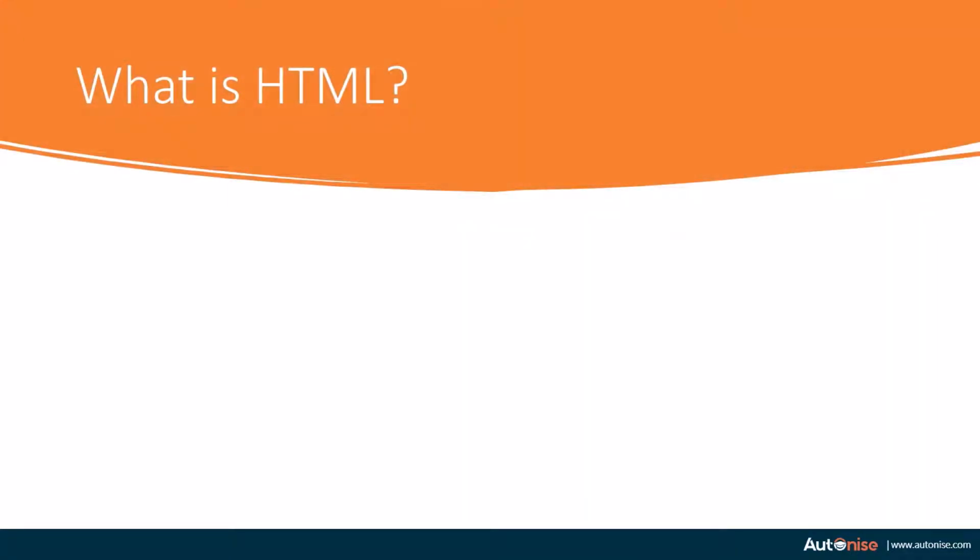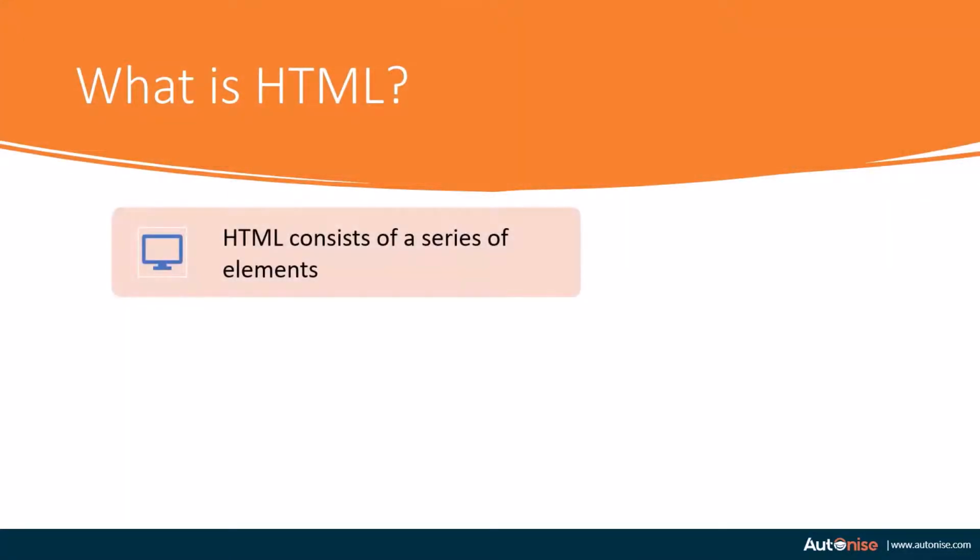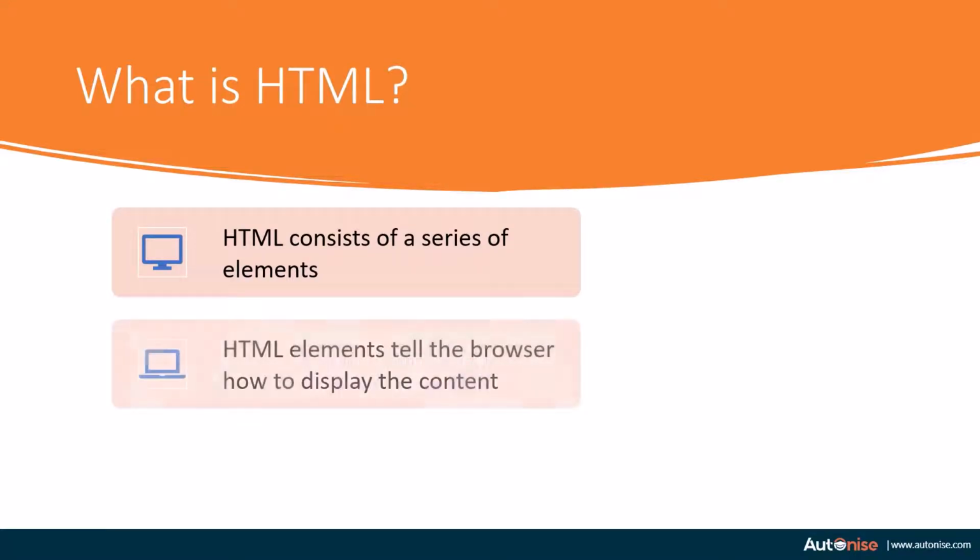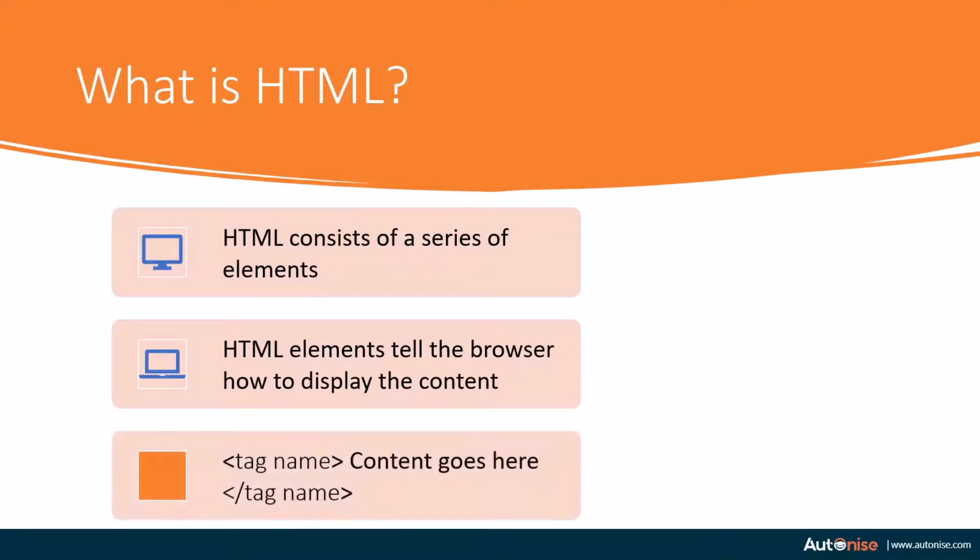So what is HTML exactly? HTML consists of a series of elements. These elements tell the browser how to display the content. An element starts with a tag name, an opening tag, the content, and the closing tag.